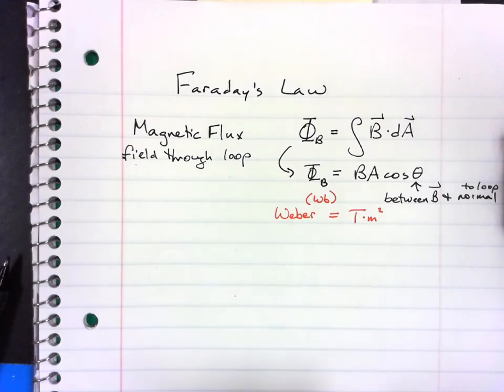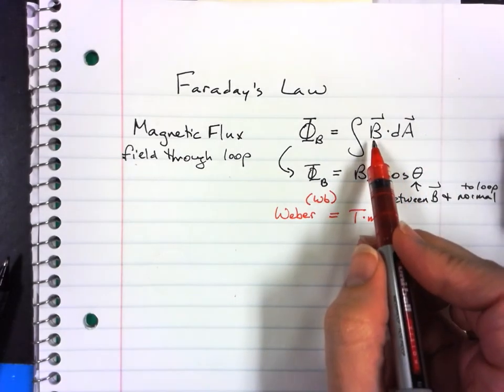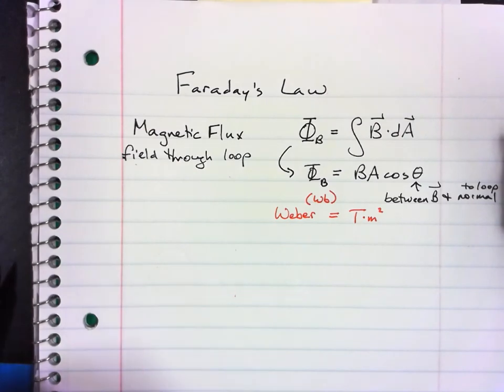Why when they went to the trouble of naming it, I don't know. There's not an equivalent name for electric flux. Electric flux was just, let's see, electric field, newtons per coulomb times meter squared. It didn't have a special name, but magnetic flux does.